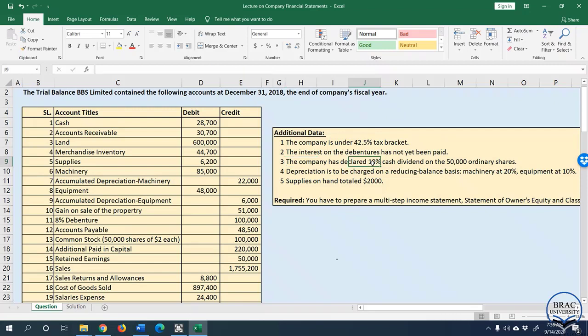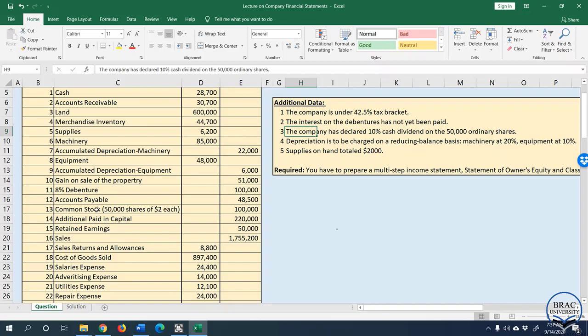And the company has declared a 10% cash dividend. On which amount will we charge the 10%? Very simple. A company normally provides the dividend on the par value of the stock, not on the total paid in capital, right? Since the company has declared a 10% cash dividend, we have to check what is the par value of the common stock. Exactly. The common stock has a total par value of 1 lakh. It has additional paid in capital, but we will not calculate on the additional paid in capital. We will calculate the dividend on this 1 lakh value.